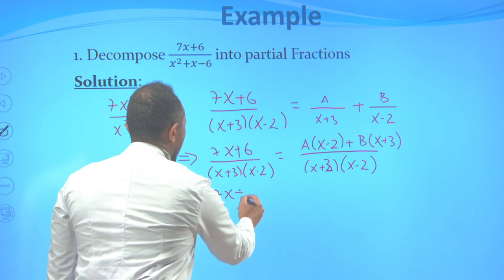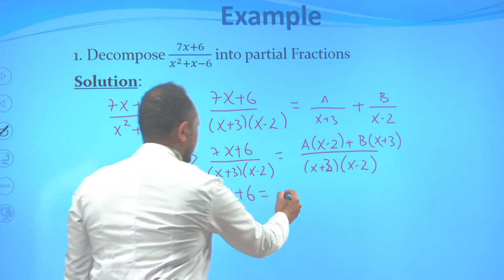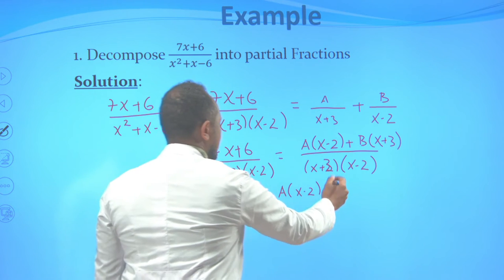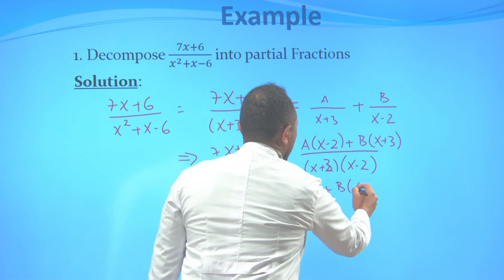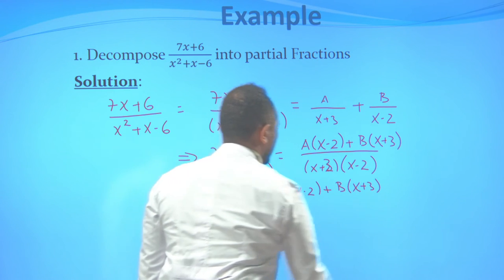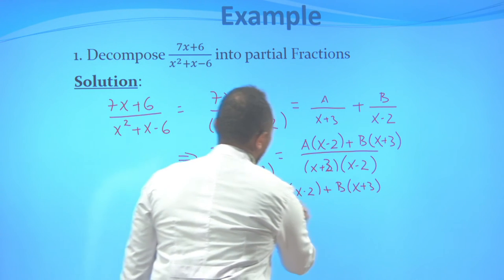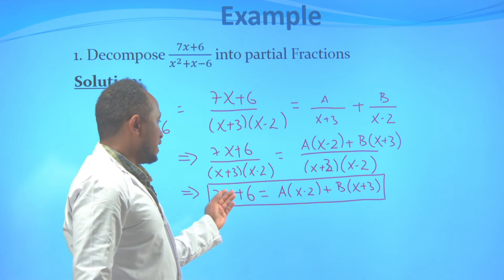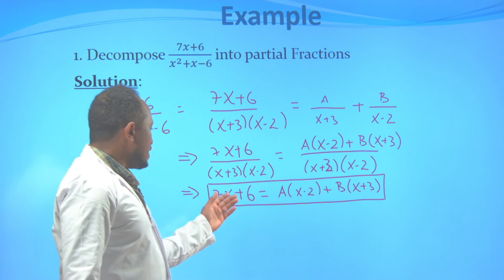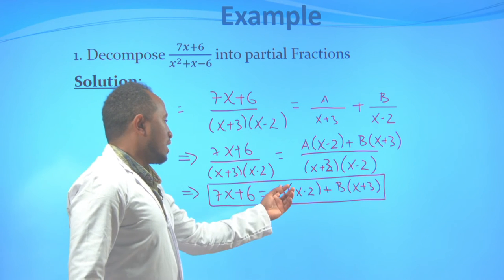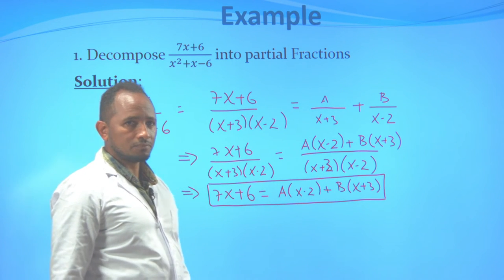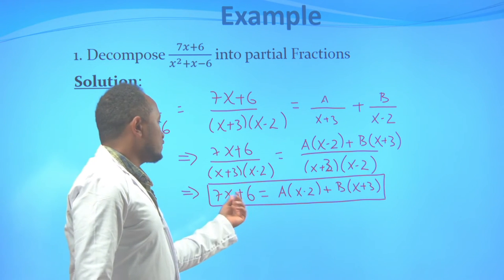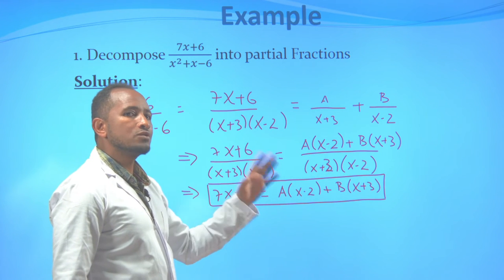7x plus 6 gives you a times (x minus 2) plus b times (x plus 3). Since this expression is true for any values of x, I can take any values of x so that I can determine the values of a and b. If you take two values, since we have two variables, you determine two equations and then solve simultaneously.